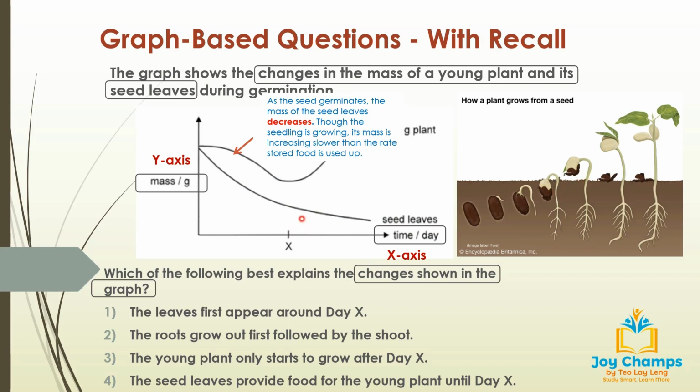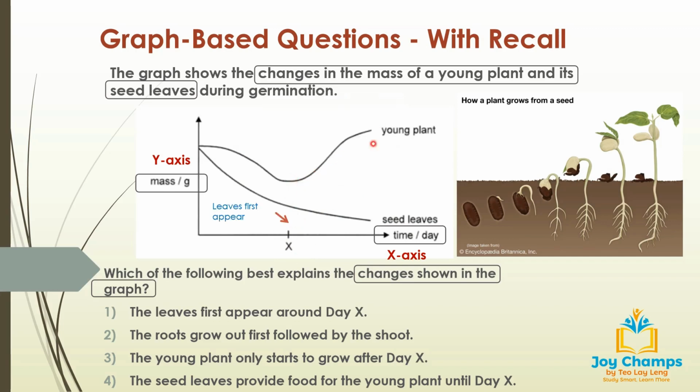Okay, then you study the graph further and you notice there's this point X, and you also notice that after X, the mass of the young plant starts to increase. So what does that show? It shows that point X is the point at which the leaves of the young plant start to appear. So after you have gotten all this information, we now hop over to eliminate those options which are outright wrong.